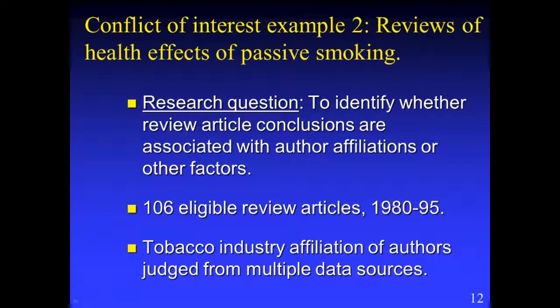The second study looked at reviews of the health effects of passive smoking, or second-hand smoke exposure, and they wanted to find out whether there was any sort of association between the conclusions of the authors and their affiliations or sources of funding. So for this review they obtained 106 review articles which fitted their eligibility criteria, and they judged the affiliation of the authors from multiple data sources.